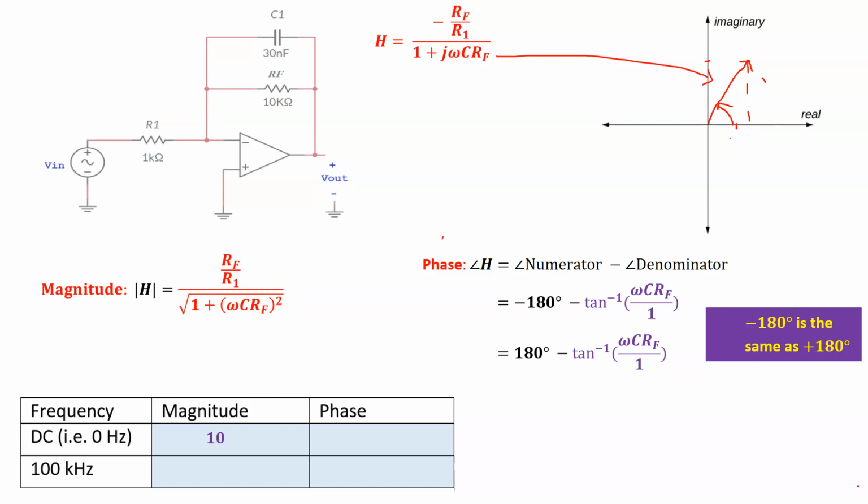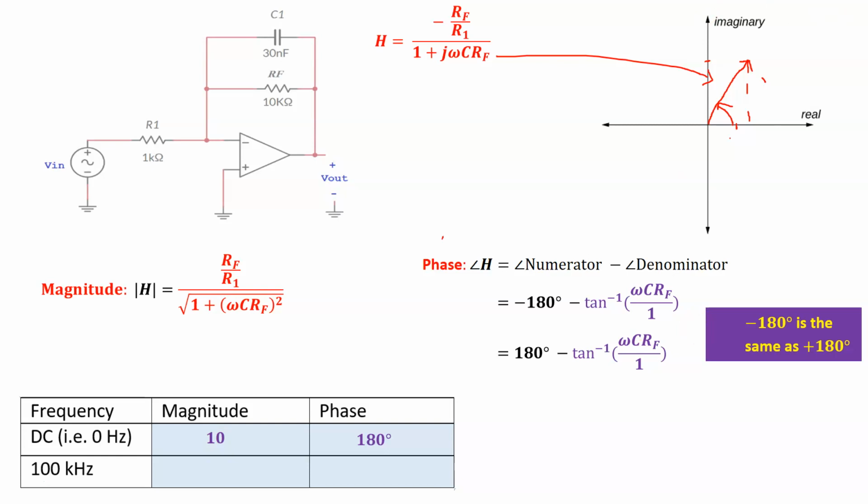How about the phase? Well, phase, 180 degrees minus arctangent of 0. Arctangent of 0 is 0 degrees. So 180 minus 0 is 180. So at DC, our magnitude is going to be 10, and my phase is going to be 180 degrees. All right, let's see if I built that circuit.